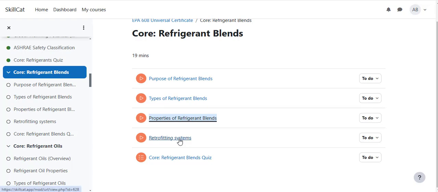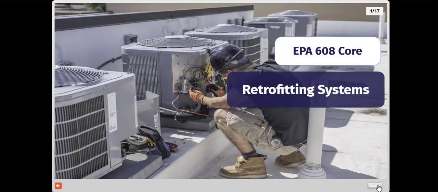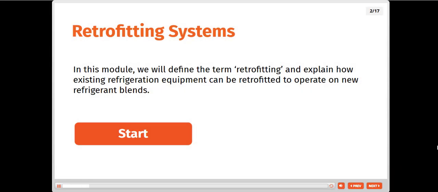We will go to the next part of the course, retrofitting systems. In this module, we will define the term retrofitting and explain how existing refrigeration equipment can be retrofitted to operate on new refrigerant blends.